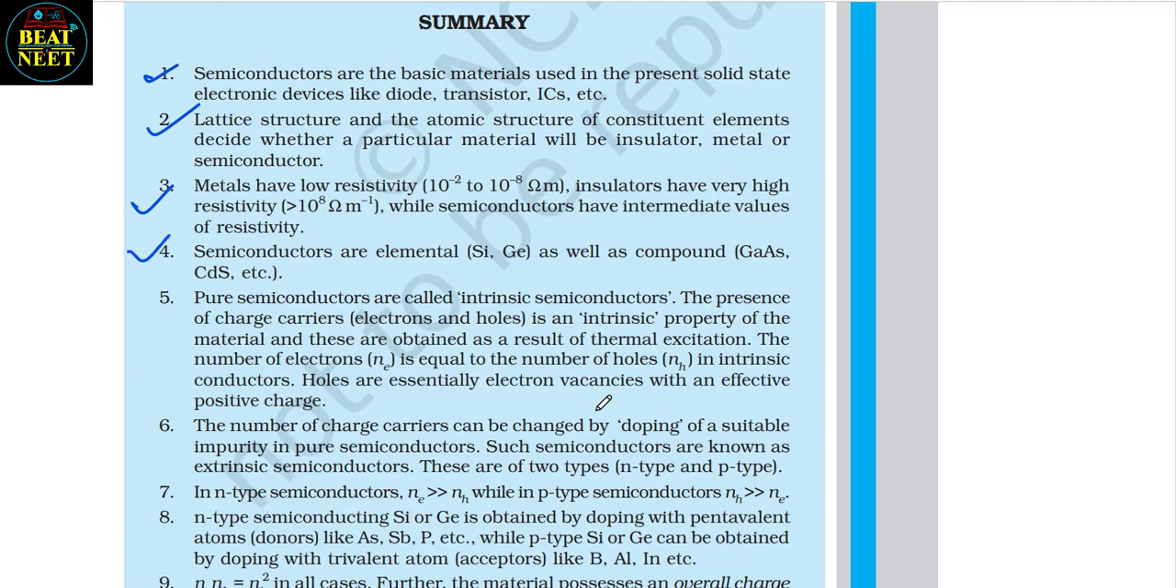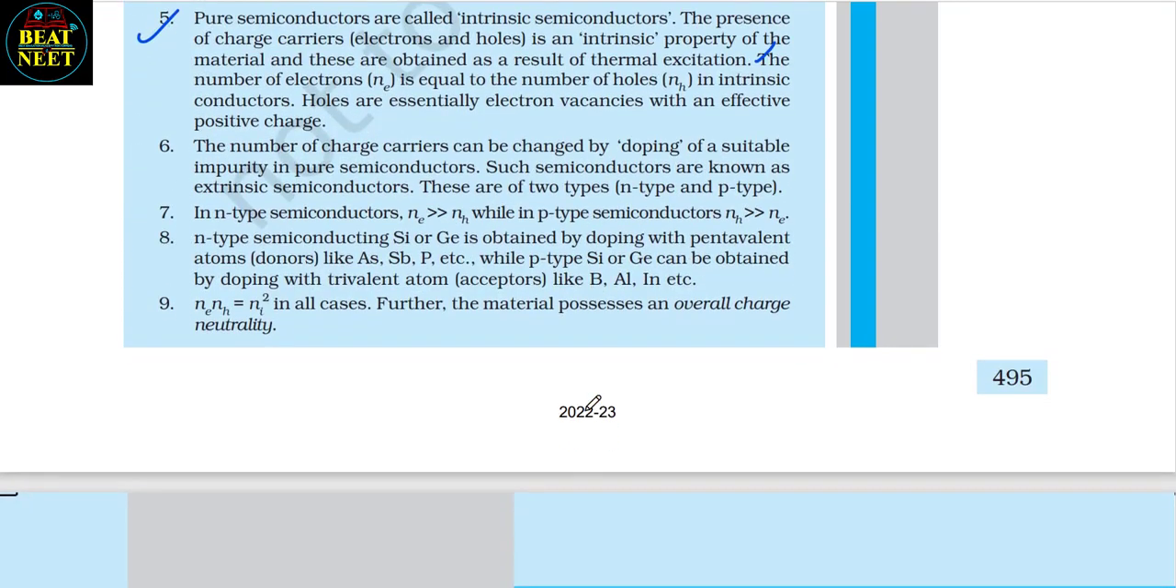Number 4, semiconductors are elemental Si and Ge as well as compound GaAs, CdS, etc. Number 5, pure semiconductors are called intrinsic semiconductors. The presence of charge carriers, electrons and holes, is an intrinsic property of the material, and these are obtained as a result of thermal excitation. The number of electrons Ne is equal to the number of holes Nh in intrinsic semiconductors. Holes are essentially electron vacancies with an effective positive charge. Number 6, the number of charge carriers can be changed by doping of suitable impurity in pure semiconductors.